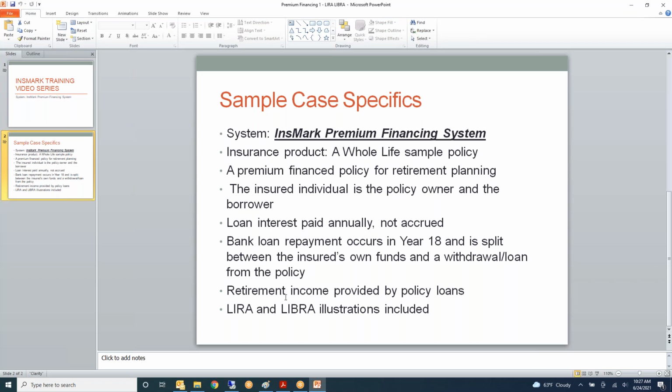And the unique part of this case is that I will include a loan interest reserve account and a loan interest and balance reserve account as part of the illustrations. So there will be additional reports. And the goal is to show you how the whole thing is put together in the InSmart Premium Financing System.